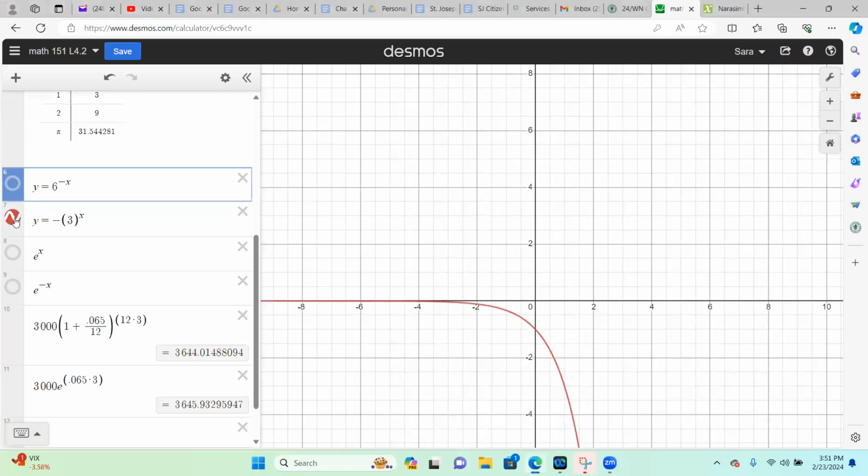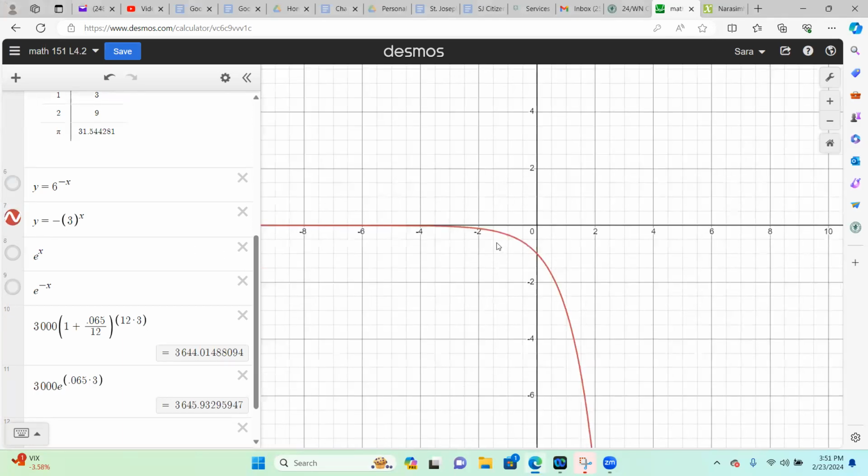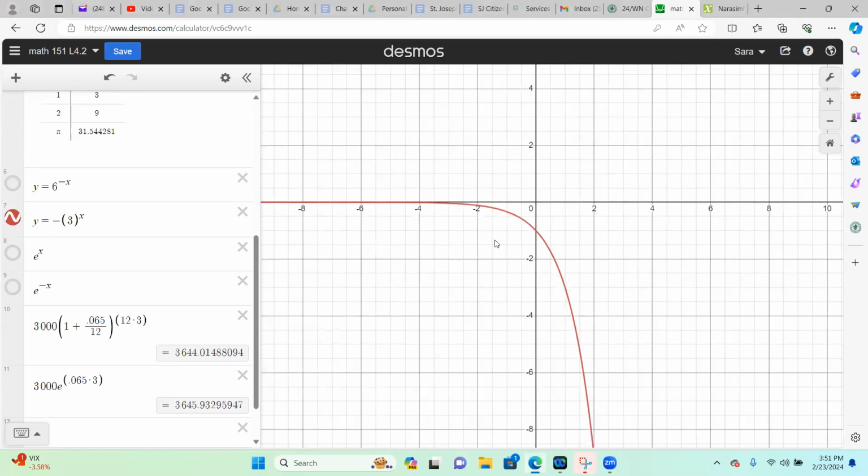This one up and this one here. Okay. So this one is as x goes to positive infinity, y goes to positive infinity. As x goes to negative infinity, y goes to a negative infinity, pardon me.